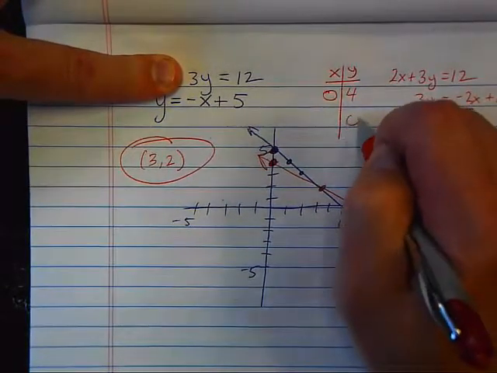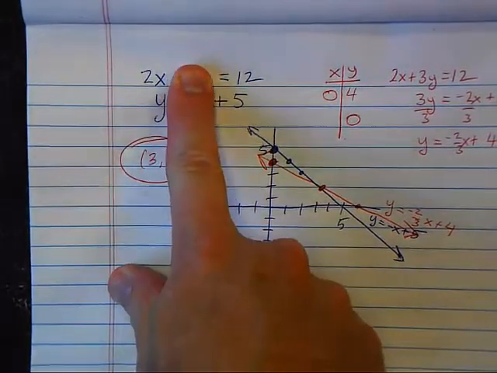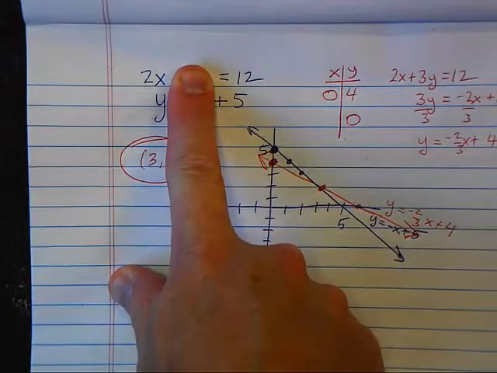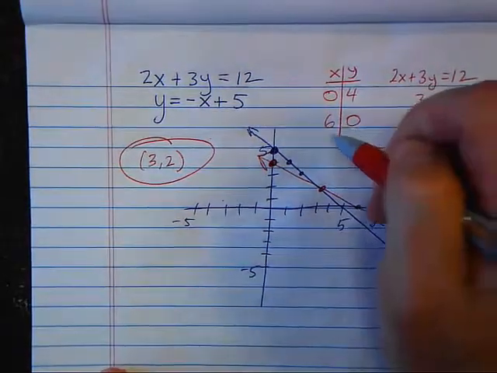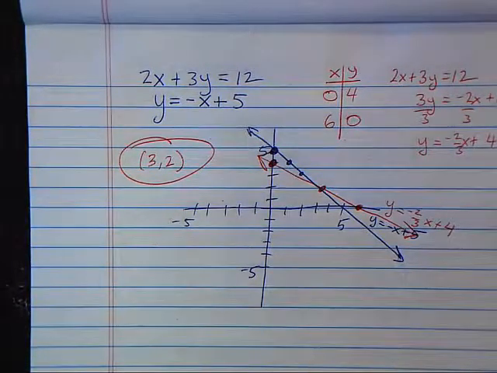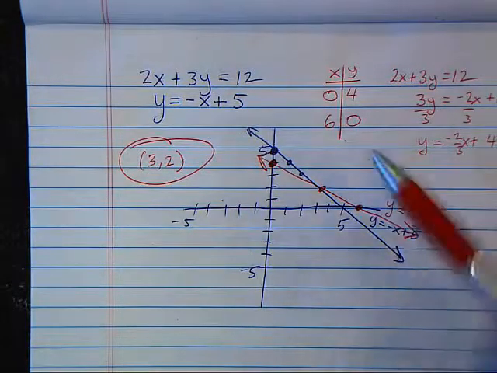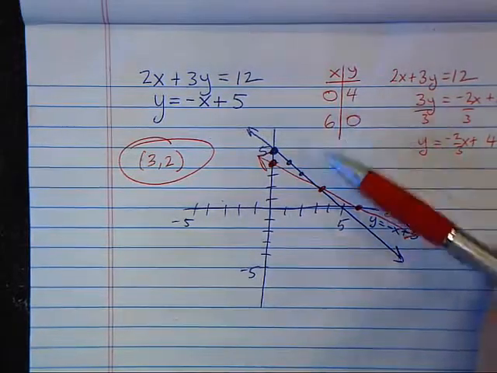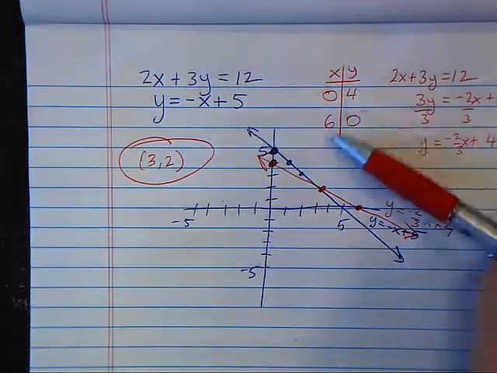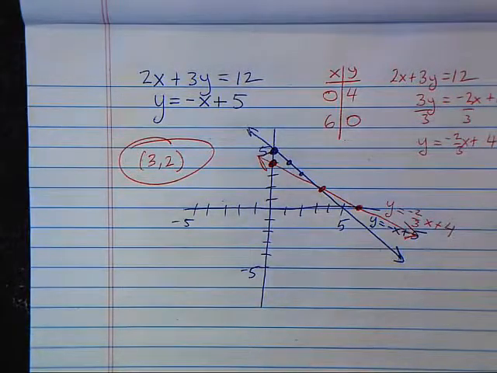I would plug 0 in for y. If I plug 0 in for y, the 3y piece is going to go away. 2x equals 12. So x would have to be 6. So I would have just drawn 0, 4 and 6, 0 and connected the dots. That's how I would have done it. That's my choice. And I would only use that when these numbers come out nice, numbers like 4 and 6. If I'd gotten some fraction or some decimal for either one of those, then I wouldn't have done it that way, because that's going to make my graphing a lot more inaccurate.